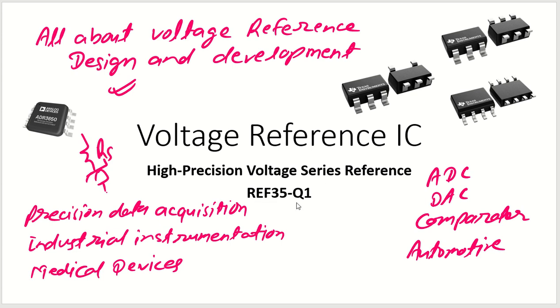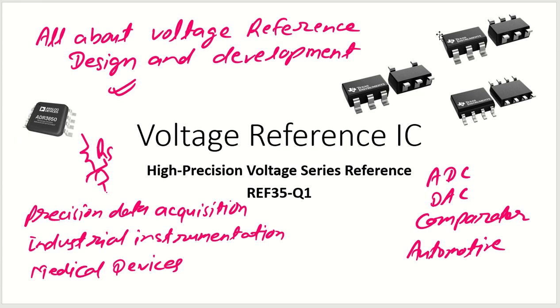Let's say REF35-Q1. I am going to take this particular IC which is automotive qualified, and with the help of this IC we will try to understand how we can design a schematic, or what the requirements are for the application circuits, and we can fulfill those applications. Okay. This IC can also be utilized in your precision data acquisition systems, industrial instrumentation, medical devices, and there are various manufacturers for these ICs.